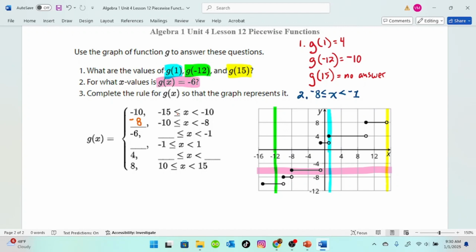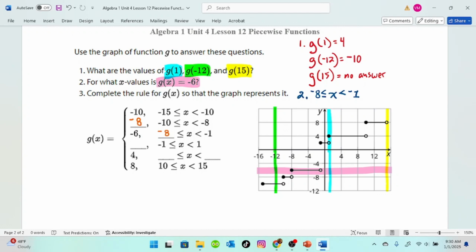Next, we're looking for an output of negative 6, and we need the number that it begins at, but we know that it ends at negative 1, not included. And that's actually what we came up with here in number 2, where our pink highlighter is. So we said that this one begins at negative 8, included, so this negative 8 is what we're missing.